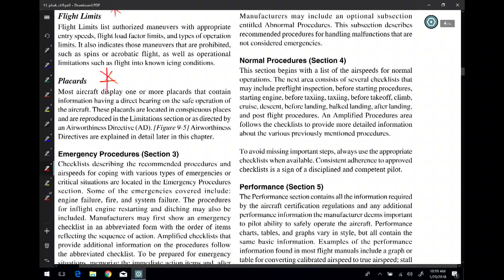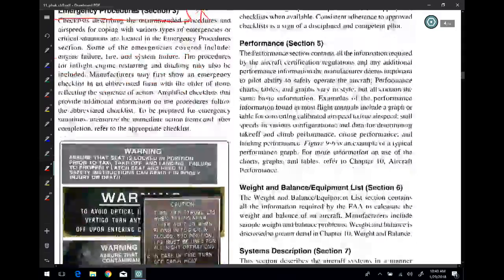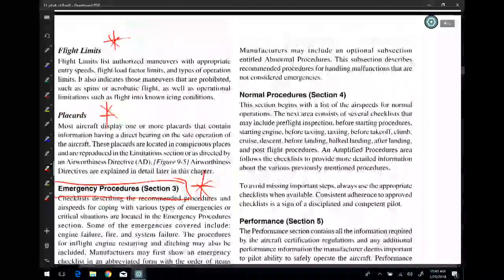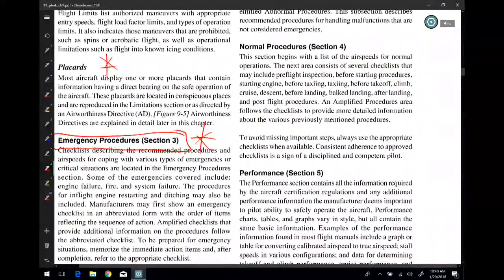Emergency procedures. Here is another subheading. Now, in this, what do you think you learn under emergency procedures? Well, that is correct. You learn what to do in the event of some abnormal situation here that you have in the airplane. So that's kind of what we look at, okay?